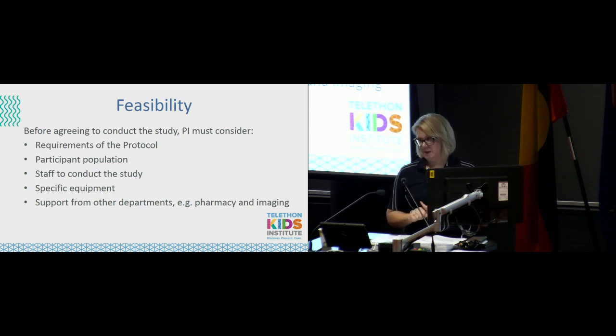Do they have the participant population? Is there the right staff to conduct the study? Is there any specific equipment that's required that they don't actually have? And has there been engagement with other support departments to say, yes, we can support this piece of research? These things, if you ever do a drug trial with a pharmaceutical company, they will check all of this as well before they approve you as a site.